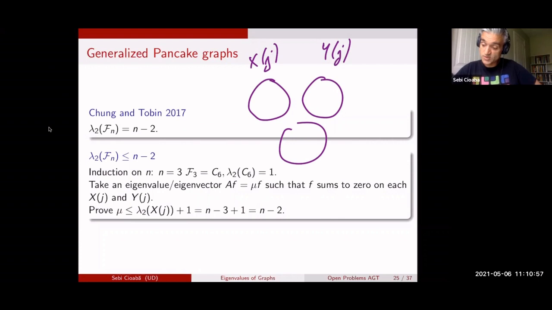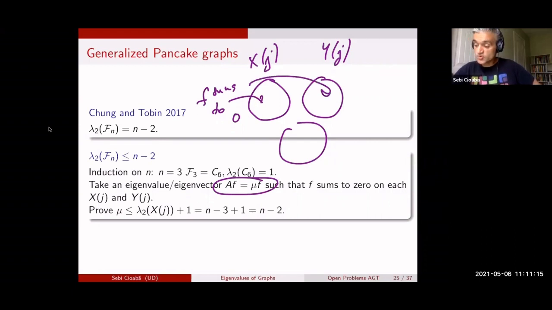By the previous argument of equitable partition, you can assume that if you take an eigenvalue eigenvector pair, this eigenvector f sums up to zero, actually in here and in here. Then you write the eigenvalue eigenvector equation, using the fact that this vertex has exactly one neighbor here, the fact that here you see fn minus one, and you play around with some inequalities, and you can prove that mu is at most lambda 2 of xj plus 1.